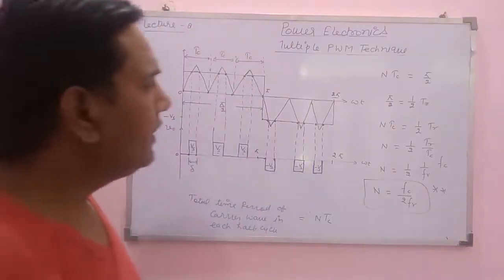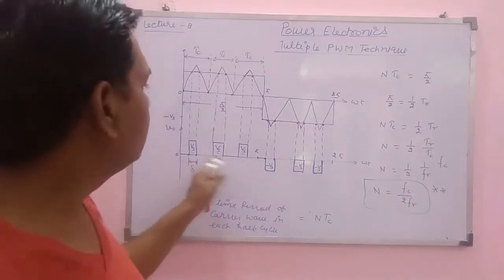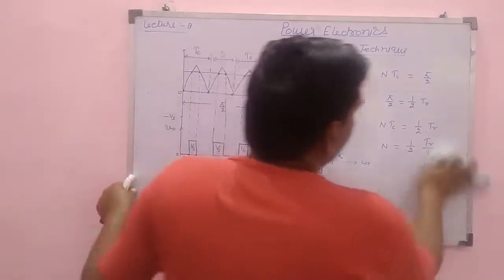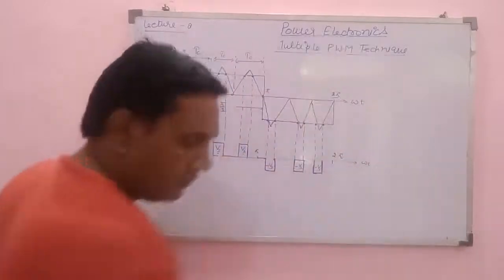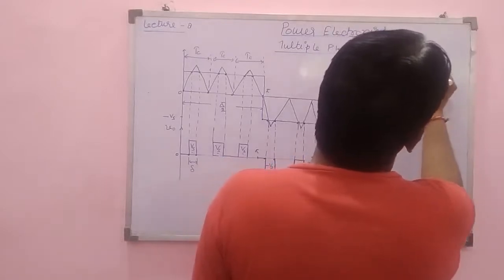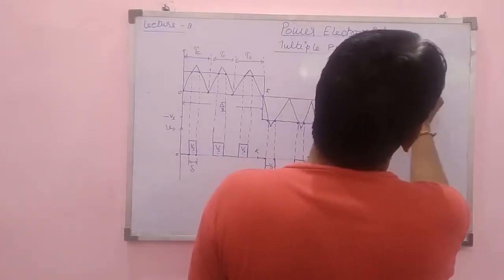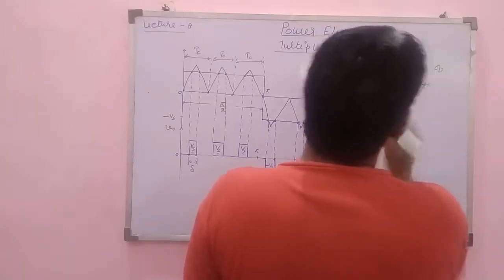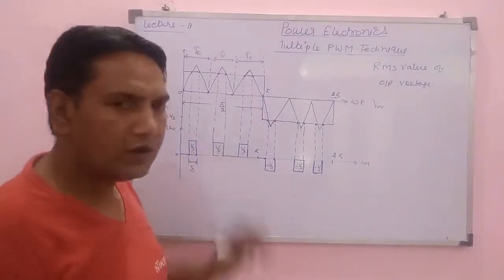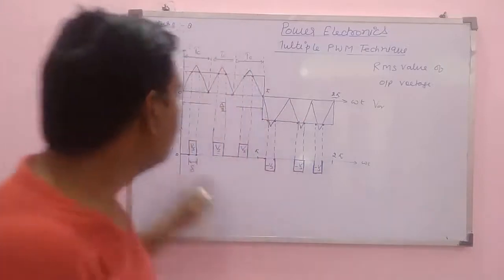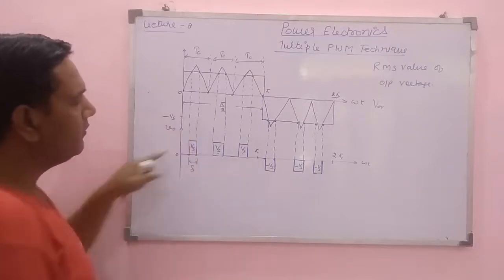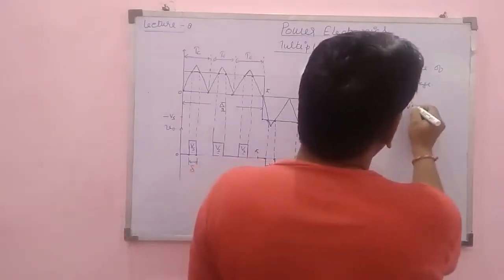So now we also calculate the RMS value of the output voltage, that is V node R. You know, I have already discussed, when there is a rectangular or square wave and you have to calculate the RMS value, simply you have to square this waveform. When you square this waveform, it will be equal to Vs square.